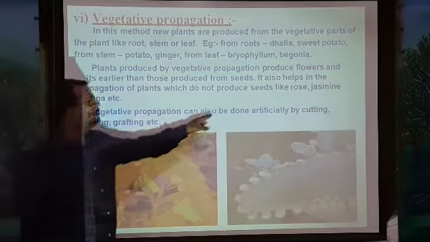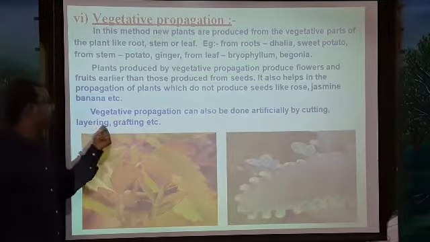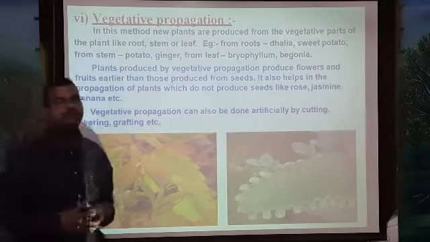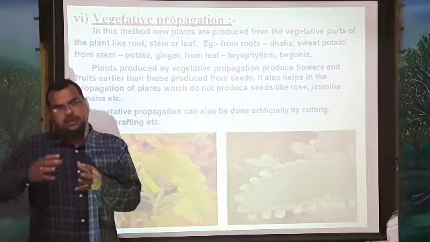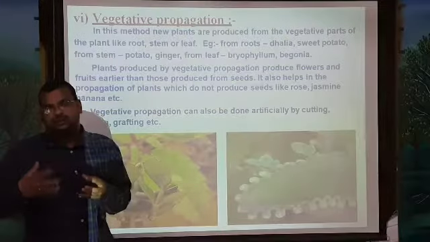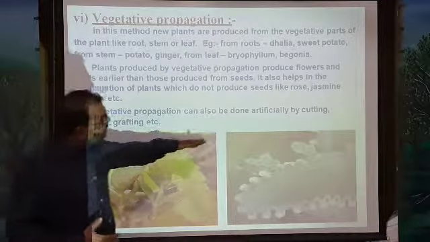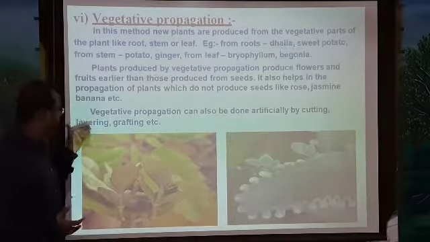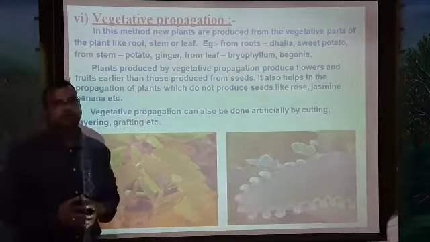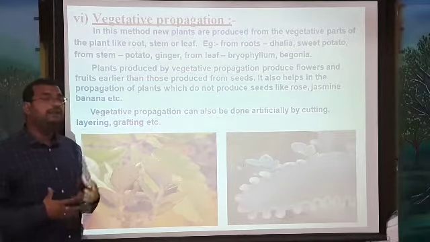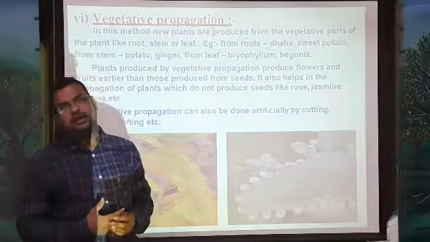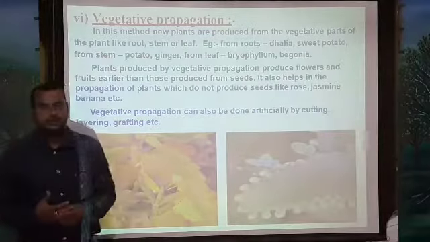Vegetative propagation can also be done artificially by cutting, layering and grafting. Some people run nurseries. Nursery means people grow plants and sell them for money. Nurseries use this artificial method of cutting, layering and grafting. By this method we can produce one more organism using the vegetative parts of the plant body. These are the different methods of asexual reproduction.